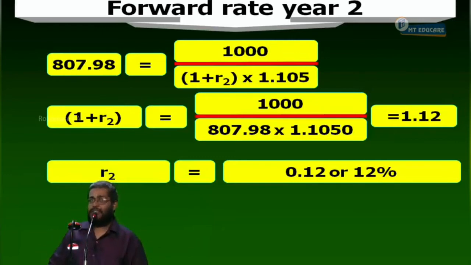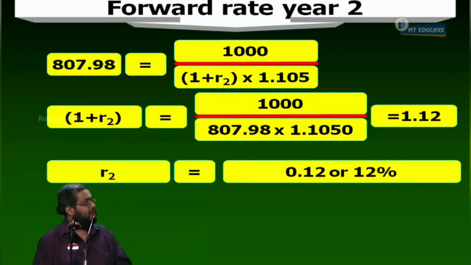Same 807.98 I will get by discounting another way. 1000 discounted at 11.25% for 2 years also gives you 807.98. Correct? Now again I say 1000 divided by 1.12 into 1.105 gives you 807.98. Accept or not? That is, 1000 first discounted at 12%, bring it to year 1. Discounted at 10.5, bring it to year 0. Gives you 807.98. One way of understanding it. Right or not? Now, the other way is 1000 divided by 1.1125 the whole square.